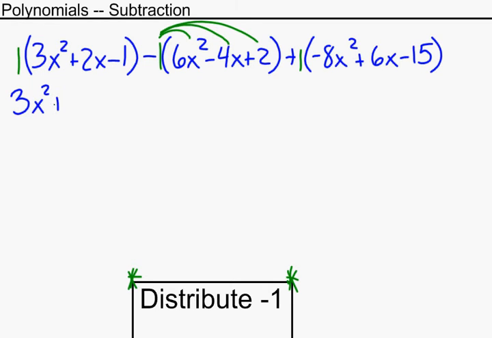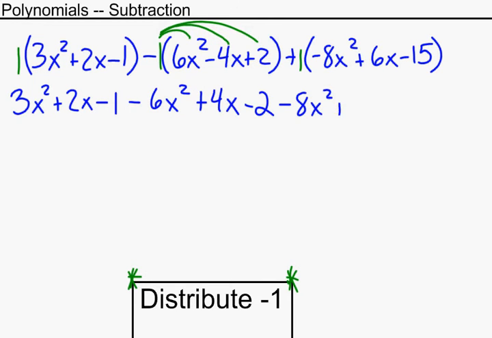So I have 3x squared plus 2x minus 1, nothing changed, minus 6x squared plus 4x minus 2. Notice how it changes all of my signs. And lastly, minus 8x squared plus 6x minus 15. And at this point, it's just a matching game, looking for like terms. I have x squareds, and x squareds. So whenever I go ahead and put 3 and negative 6 and negative 8 together, I get negative 11 x squareds.